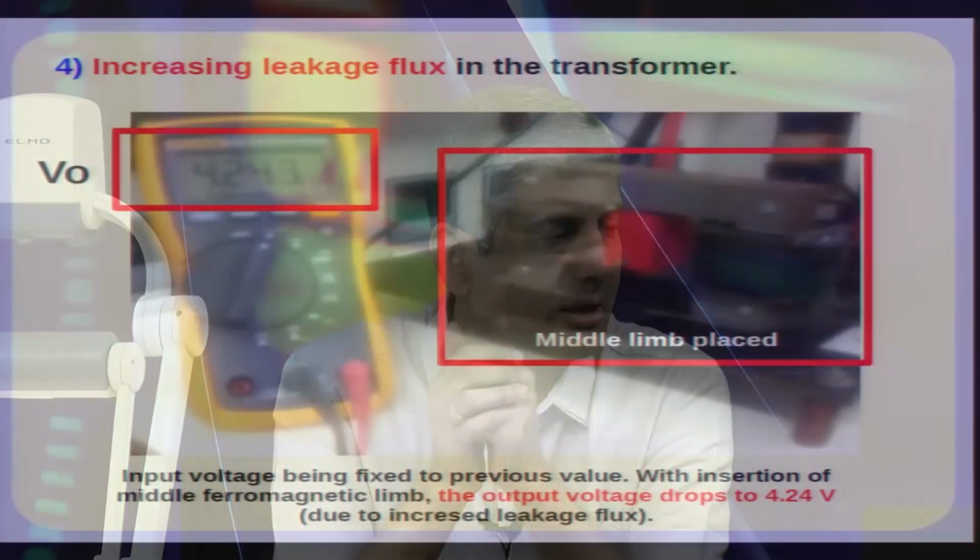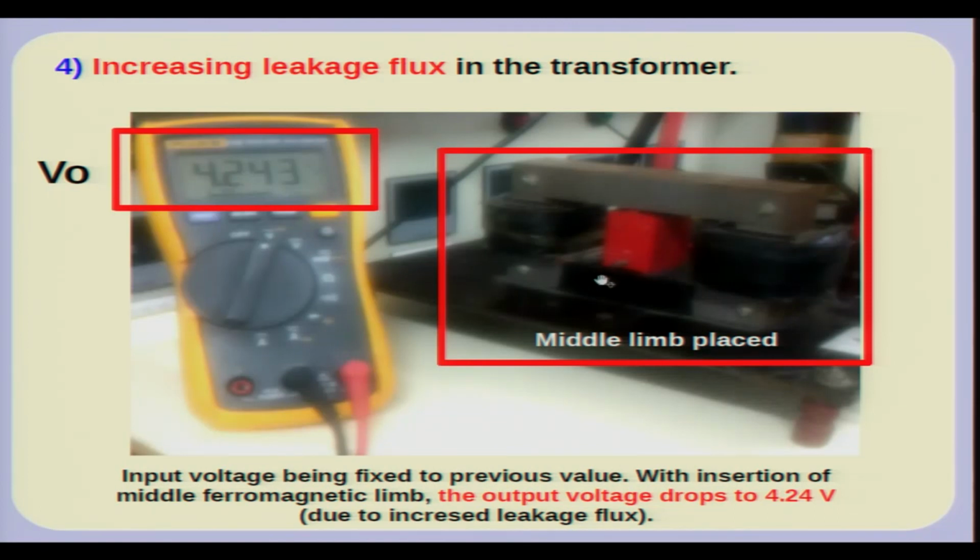The same voltage I apply as before, but now I put a middle limb here, and you see a perceptible reduction in the output voltage. Okay. So, by putting a middle ferromagnetic limb, your voltage drops perceptibly at the output. Why does that happen? Because some of the flux which was earlier linking this is now flowing through this.